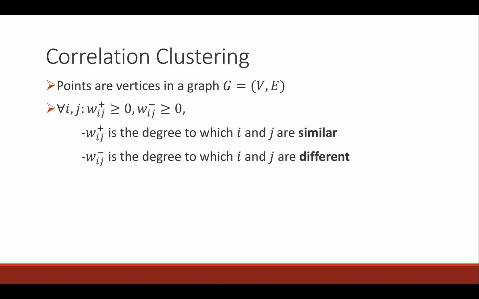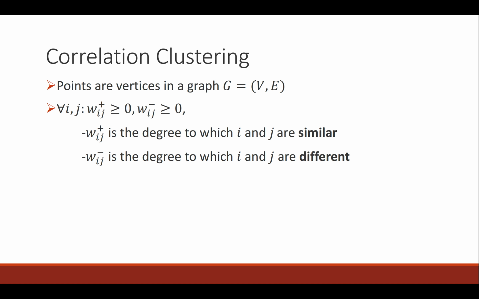Now, let's talk about correlation clustering. Similar to spectral clustering, we can think of the points as being in a graph, but here every i and j has two sets of values, wij plus and wij minus, both of them being non-negative. Wij plus is the degree to which i and j are similar, and wij minus is the degree to which i and j are different or dissimilar.